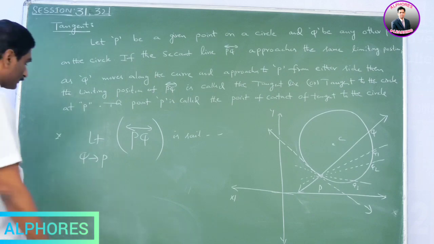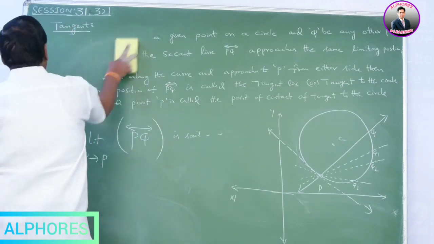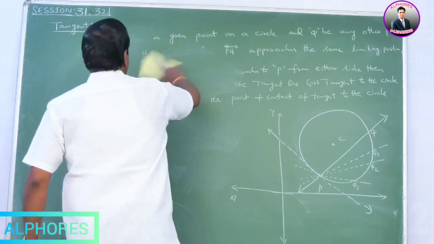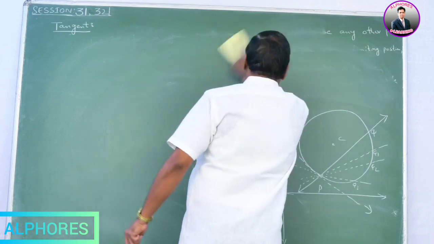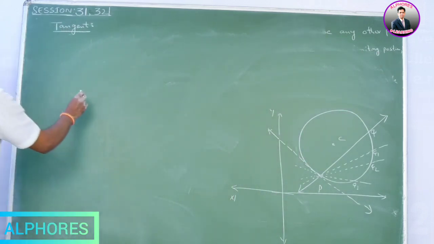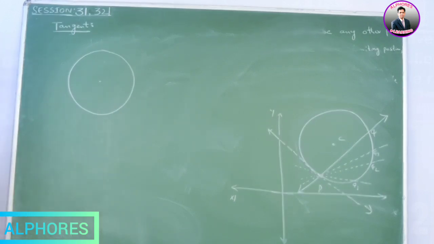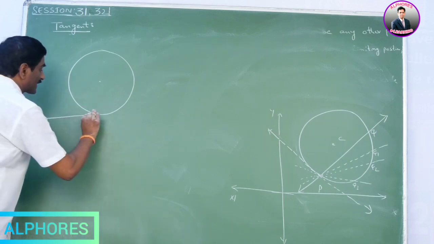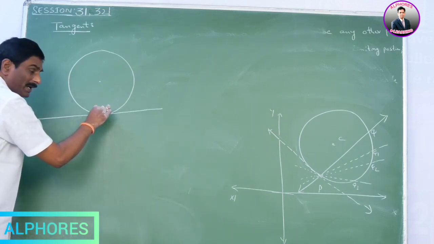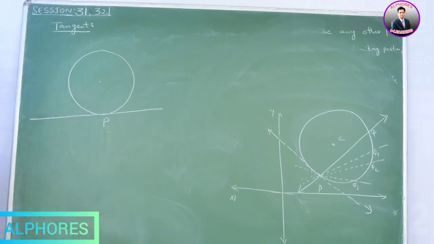Or simply it can be defined in this way. Suppose it is a circle. Any line is said to be a tangent to the circle if it meets the circle at exactly one point. Suppose L equal to 0 is one of the lines, it meets the circle at this point. This common point is said to be the point of contact.